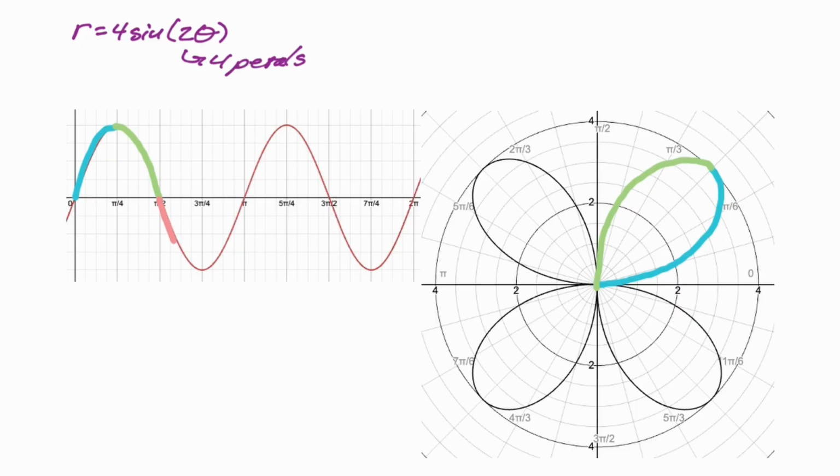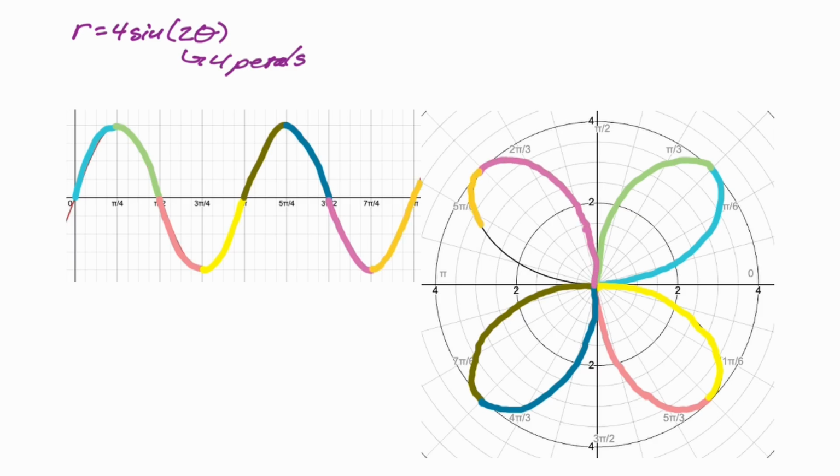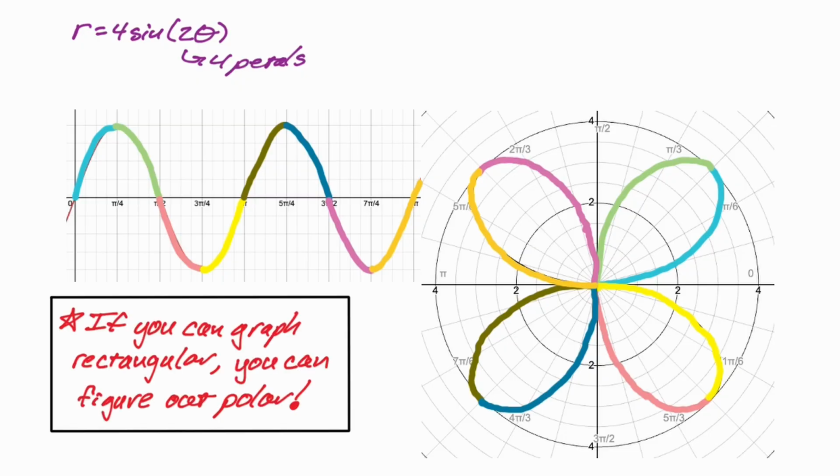Let's finish this with our picture. So we have this, then we could have this, then just finish the whole thing, right? So that part. This is how you would identify what values of theta generated which part of the graph. It's because you understand the relationship between the rectangular and the polar. It unlocks so many things. You definitely want to be good at that and understand that. So if you can graph rectangular, you can definitely figure out how to graph in polar.